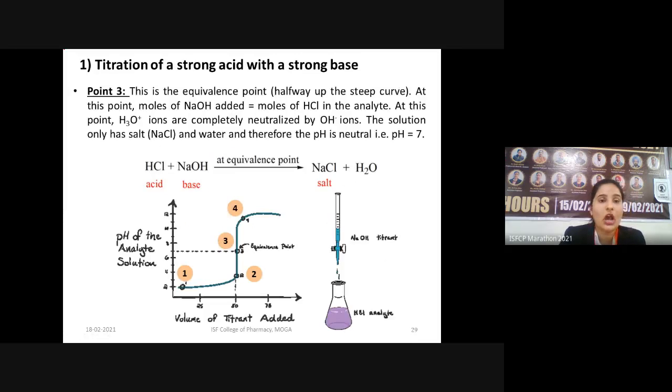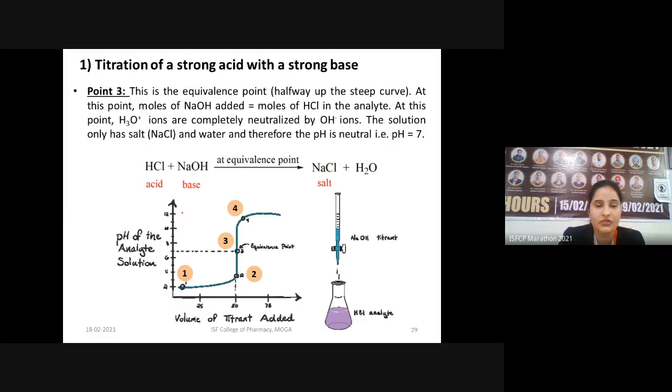Now point number 3. This is known as the equivalence point. It is the point at which the number of moles of sodium hydroxide which we have added from the burette is equal to the moles of HCl in the analyte solution. At this point, hydronium ions are completely neutralized by the OH negative ions which we have added from outside. The solution at point number 3 has only salt, that is NaCl, and water, and hence the pH of the solution is neutral, that is, 7.